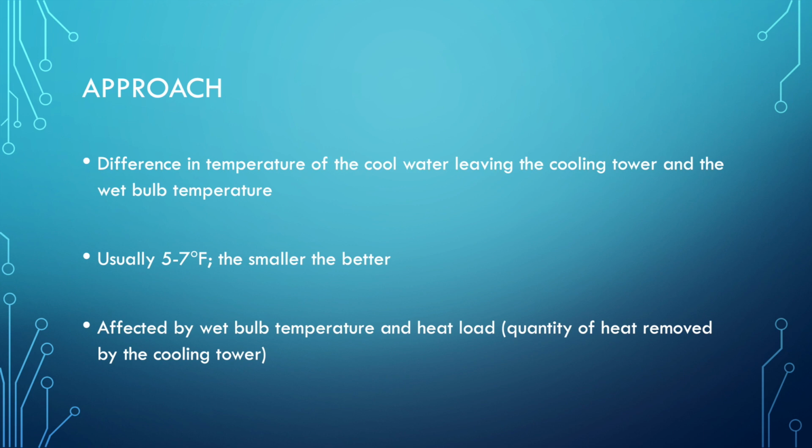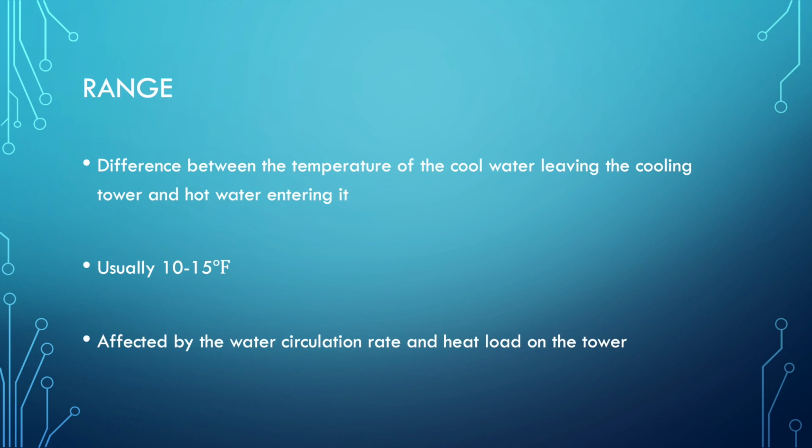And the reason you want it smaller is because say it gets to like 10 degrees and it really gets really cold, that means more pressure differences, more losses and friction losses. You don't want too much pressure difference. You want a constant good value, and that smaller approach is better. It's affected by wet bulb temperature and heat load. So heat load, like I mentioned earlier, is basically the quantity of heat removed by the cooling tower.